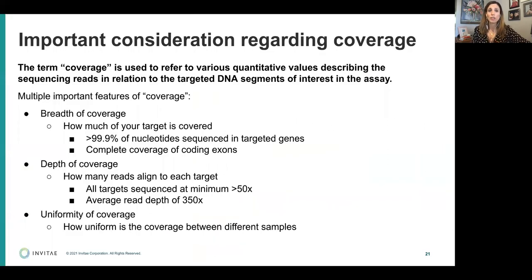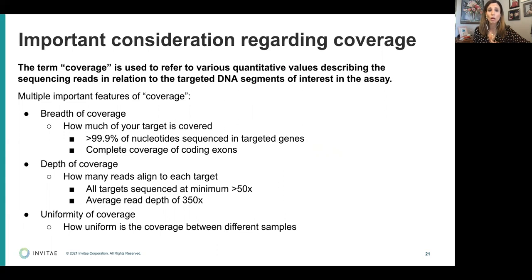And then a really important consideration is coverage. So this is important to think about both for germline as well as for somatic assays. And there are many different elements of coverage that we want to think about. So there can be breadth of coverage, so how much of your target is covered. For any given gene of interest, you want to see that greater than 99.9% of the exons are covered in the assay.